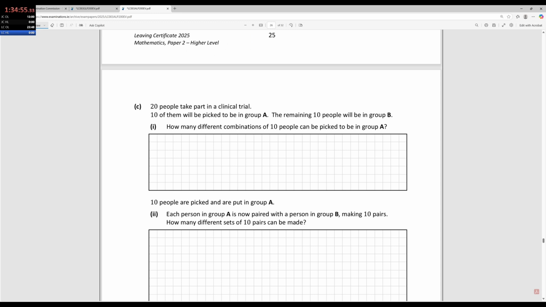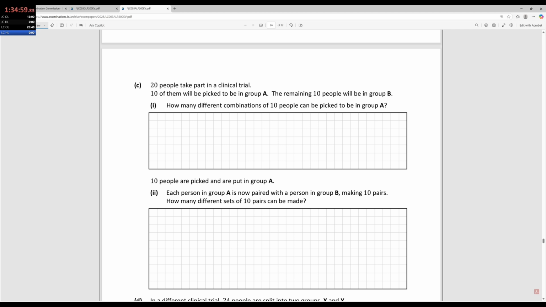20 people take part in a clinical trial. 10 of them will be picked to be in Group A, and 10 will be in Group B. How many different combinations of 10 people can be picked to be in Group A? So I'm assuming it's just 20 choose 10.